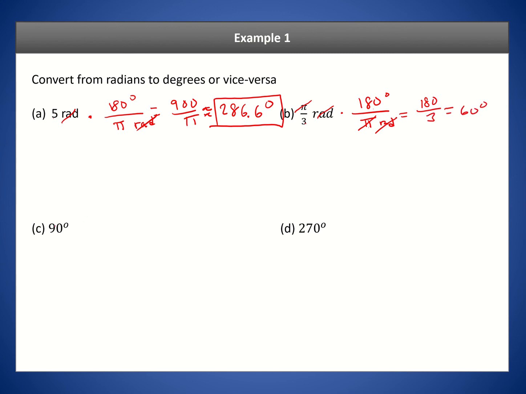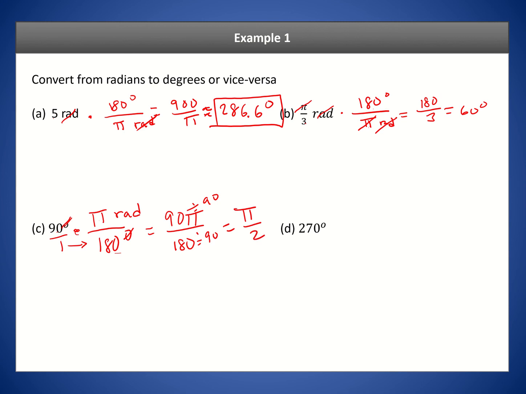Now we're going backwards. We're going from degrees to radians. So in order to do this, instead of having 180 degrees on the top, we're going to have 180 degrees on the bottom because we want degrees to cancel. Remember, when you have something on top and something on bottom, they cancel. So we got 180 degrees on the bottom, and then pi radians on the top. So now we got 90 times pi over 180, because there's an invisible 1 here. And then we can reduce this, divide by 90 top and bottom, and it's going to be pi over 2. So 90 degrees is equivalent to pi over 2 radians.